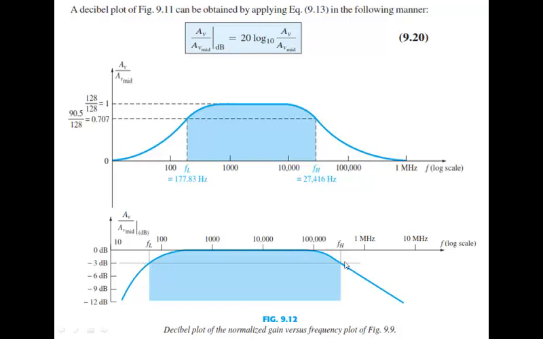At this cutoff frequency it would also be at -3 dB, and in this region it would be at 0 dB, and after the cutoff frequency it would be decreasing. So the maximum value would be at 0 dB, and for any value of gain less than 1, the response would be negative, and it would be -3 dB at this point. At this point it would be even lower than -3 dB, and so on.